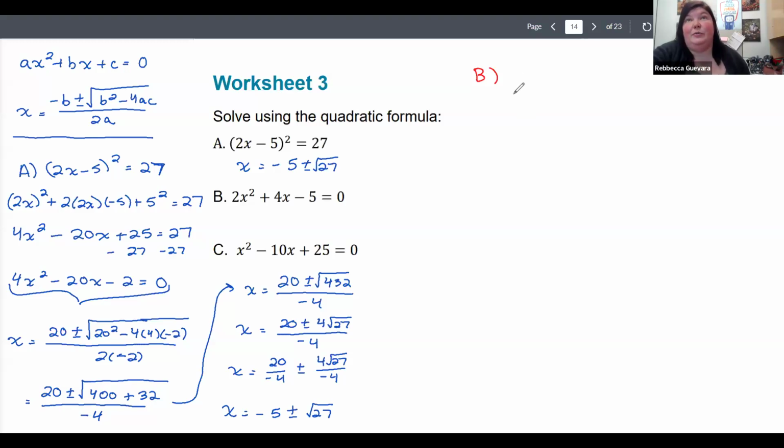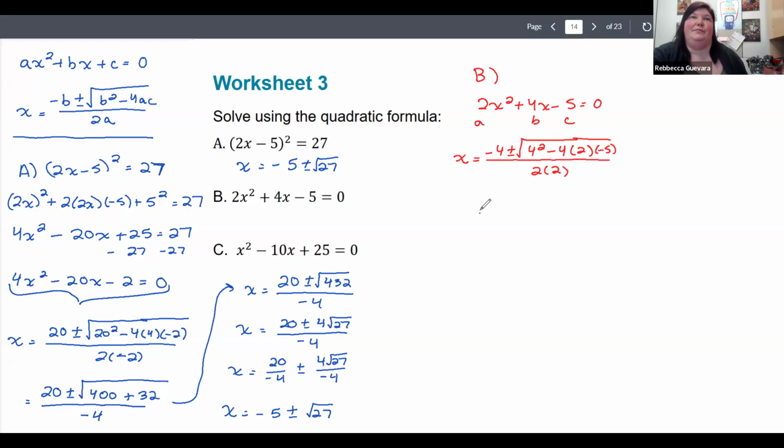All right, so if we do B now, B is 2x squared plus 4x minus 5 equals 0. So we already have our a, b, and c. So we will have x is equal to minus b, so minus 4, plus or minus the square root of 4 squared minus 4 times a, which is 2, c, which is minus 5, divided by 2a, so 2 times 2. So we'll have minus 4 plus or minus 16 plus 40.